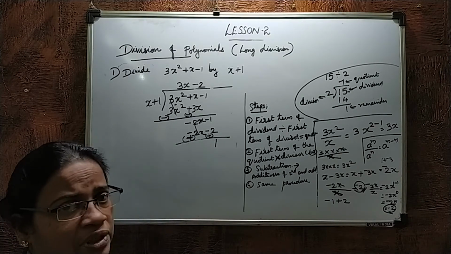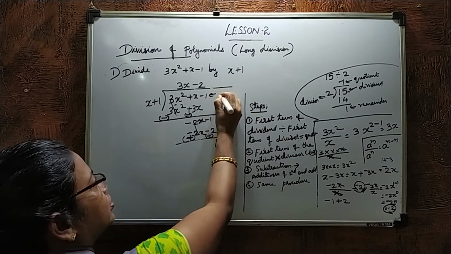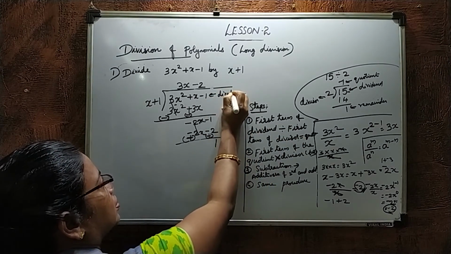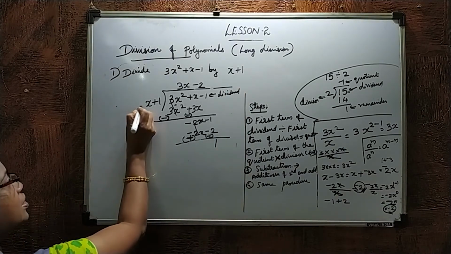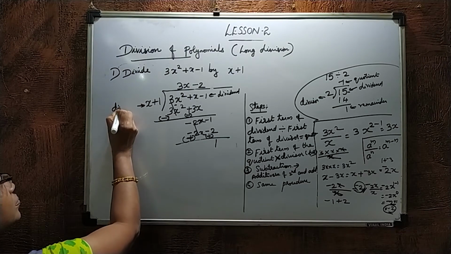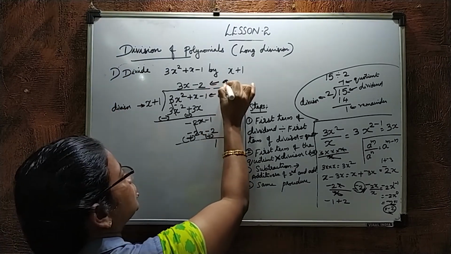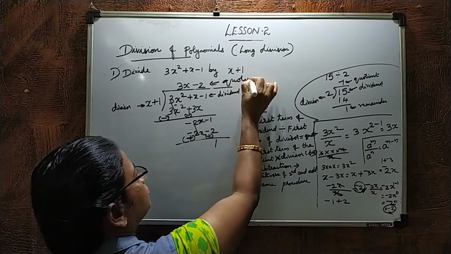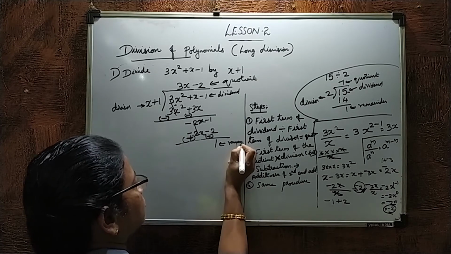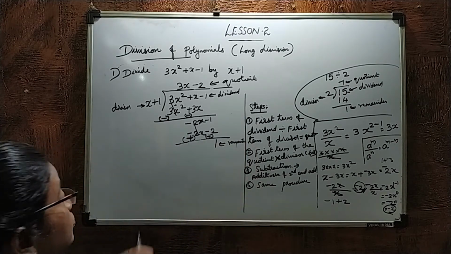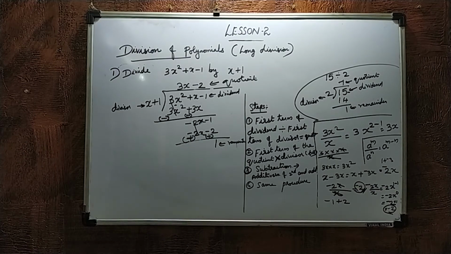First step, take the first term of the dividend. This is the dividend. Where is the divisor? This is the divisor. Then here it is the quotient. Here it is the remainder. Clear?